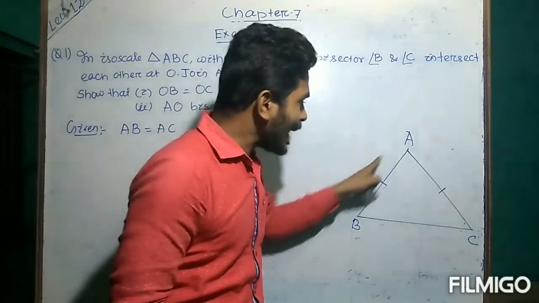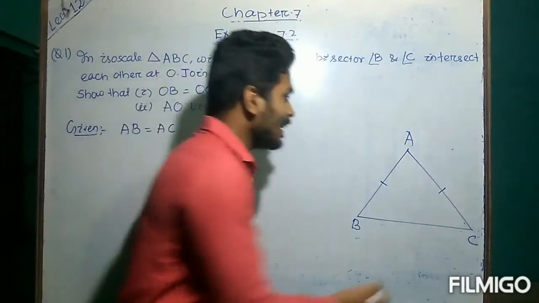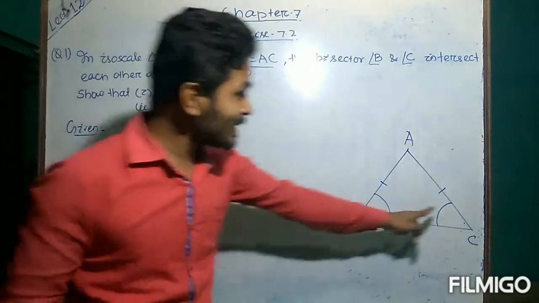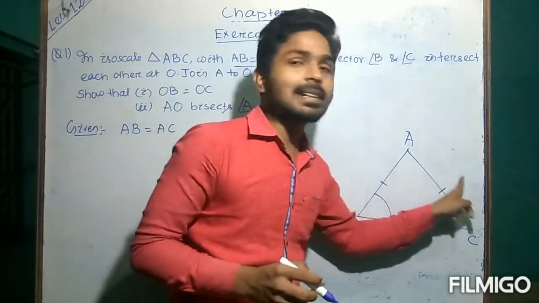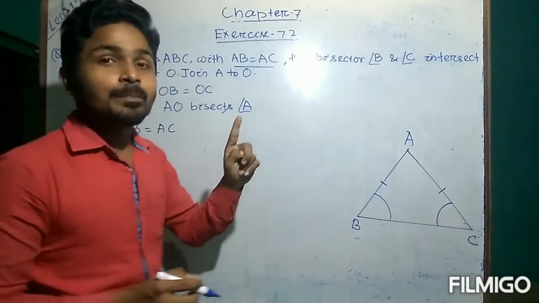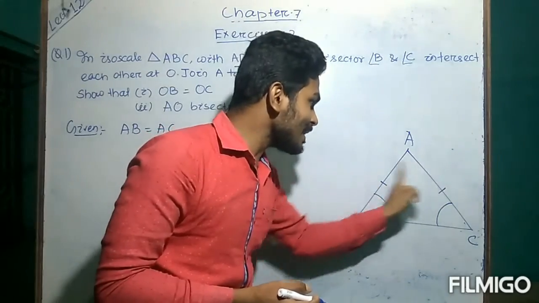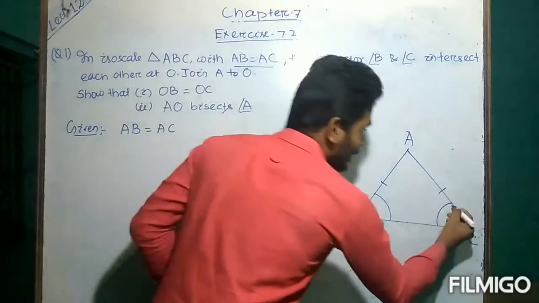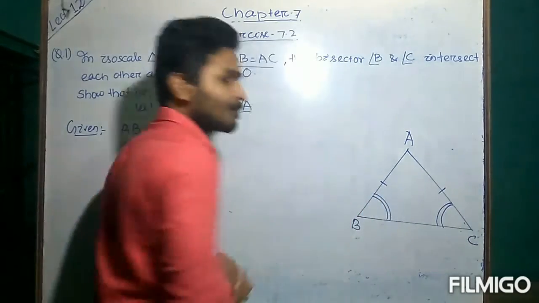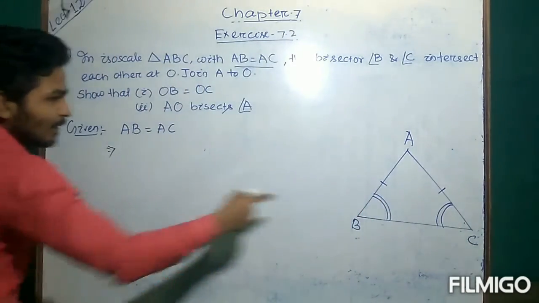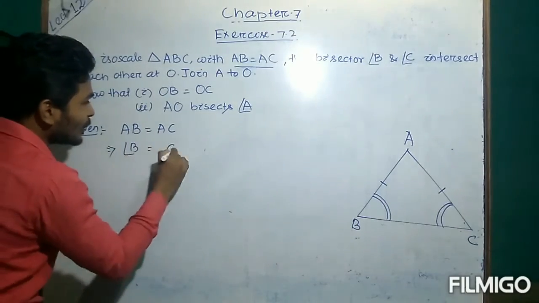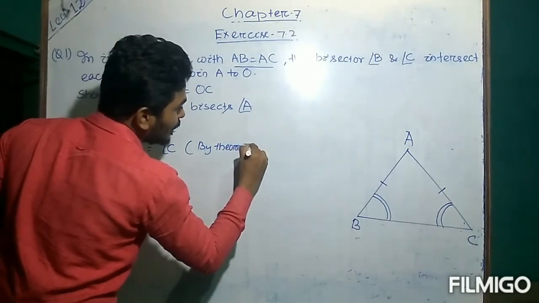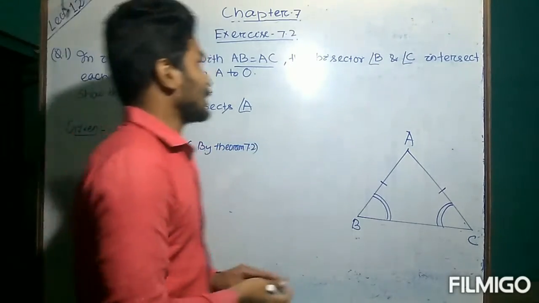Now, if AB is equal to AC, then can we say that this angle is equal to this angle? Can we say? Because these are the opposite angles of the equal sides. We have studied it in theorem 7.2 that if any two sides are equal in an isosceles triangle, then their opposite angles must be equal. So this angle is equal to this angle. Okay. So ultimately we can write that angle B is equal to angle C by theorem 7.2. Understood?